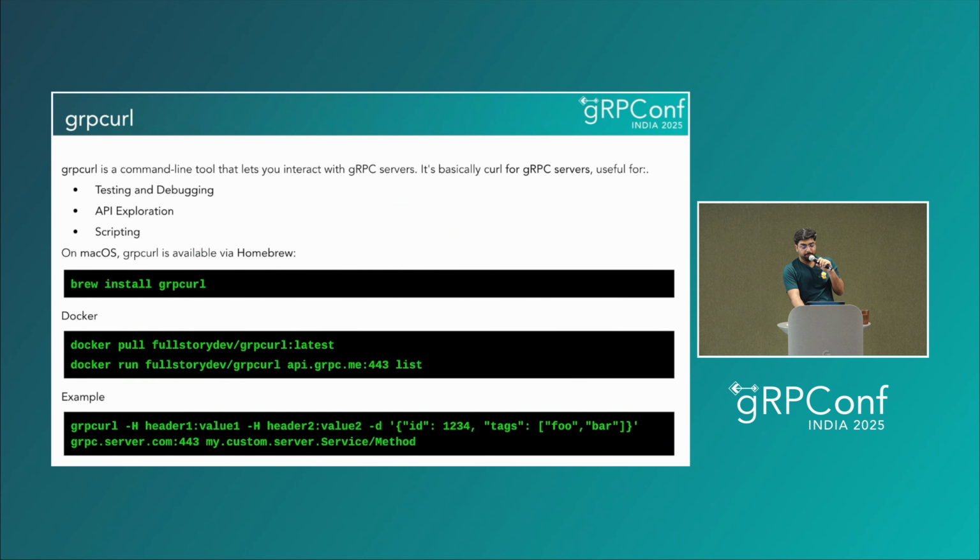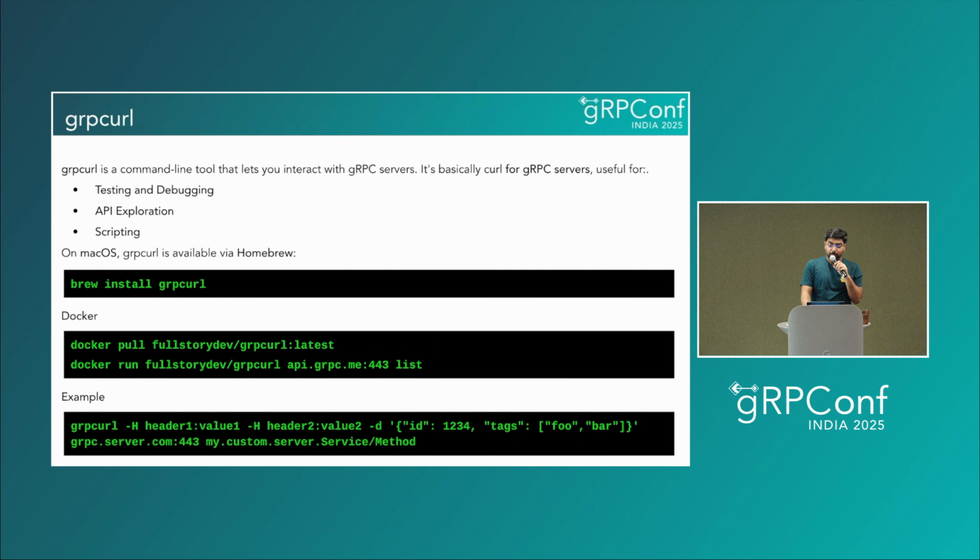Another tool is gRPC curl. Simply put, gRPC curl is a command line tool that lets you interact with gRPC servers. The name pretty much gives it away. It's a curl but for gRPC. This means you can send gRPC requests and get responses right from your terminal.